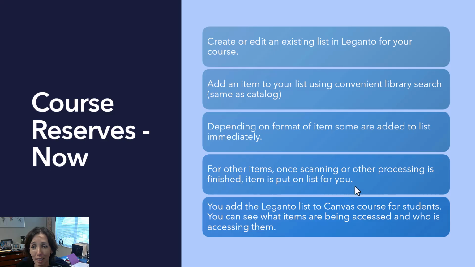We put that item on the list for you. And then the really nice thing is now you have this list. You can put it in Canvas so students can see that. They can see exactly if it's a physical item that it's located in the library. Otherwise, they get a link to the digital item. And then you can actually see if students opened up that list, if they clicked on any of the items in there, viewed it, downloaded. So you have a little bit more knowledge about how those reserve items are being used and accessed by your students. And I think that's a plus.